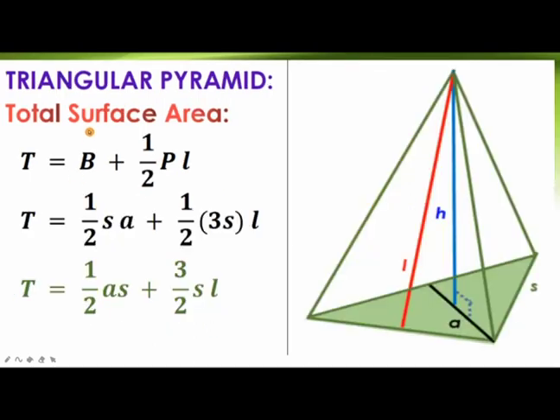Let's now examine specific cases of a regular pyramid. Again, a regular pyramid has a base which is a regular polygon and has lateral edges which are all equal in length. First, let's take the case of this triangular pyramid.